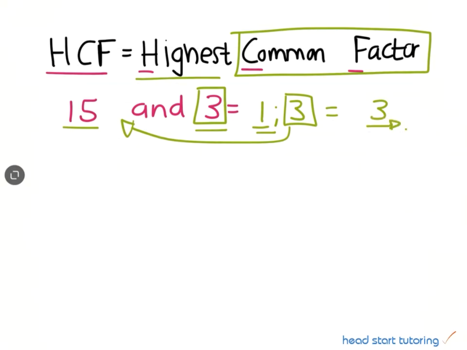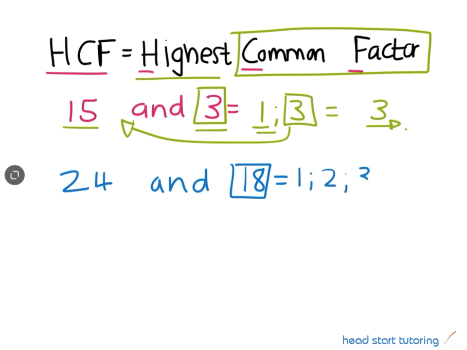If we have a look at the HCF, or the highest common factor of 24 and 18, we again need to list all the factors of our smaller number. So the factors of 18: 1, 2, 3, 6, 9, and 18.